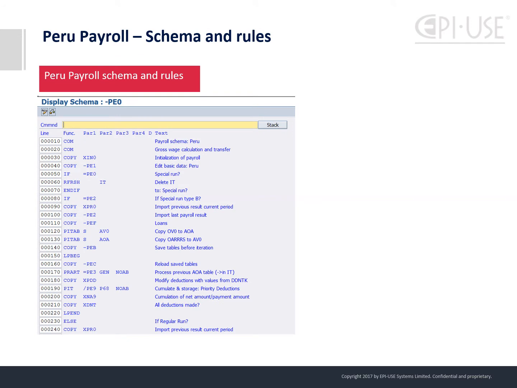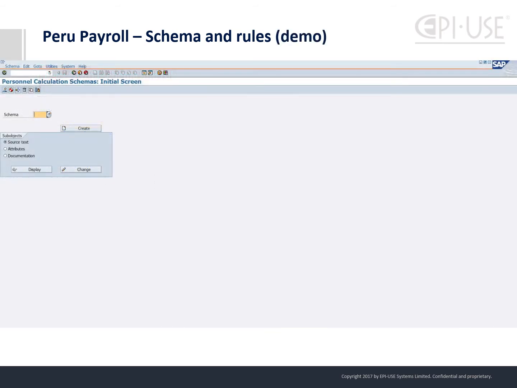We also provide a Peru payroll schema with rules, and it is called XPE0, the standard schema, and it will be demonstrated in the next slide. To go to schemas, you use transaction PE01. You enter the schema name. The standard schema for Peru is XPE0. It takes you to the Peruvian standard payroll schema.